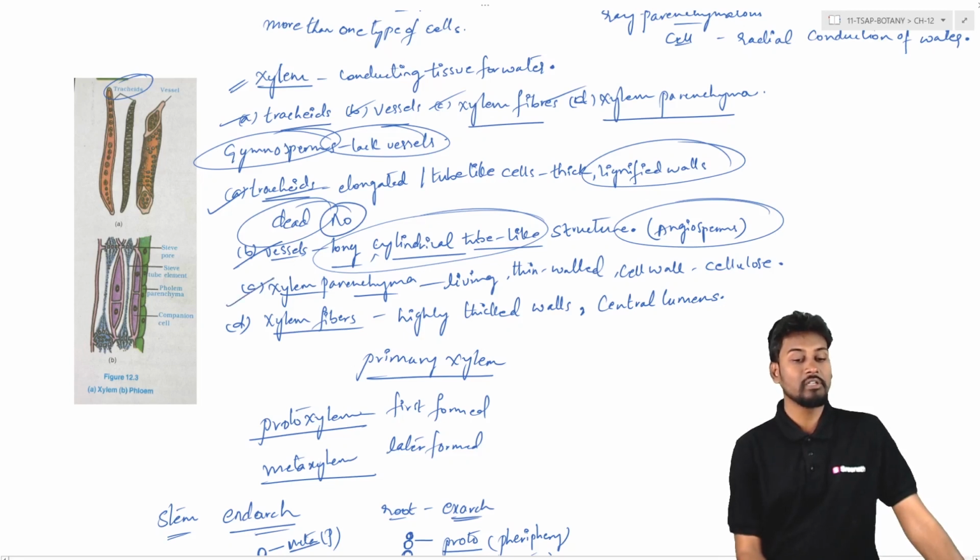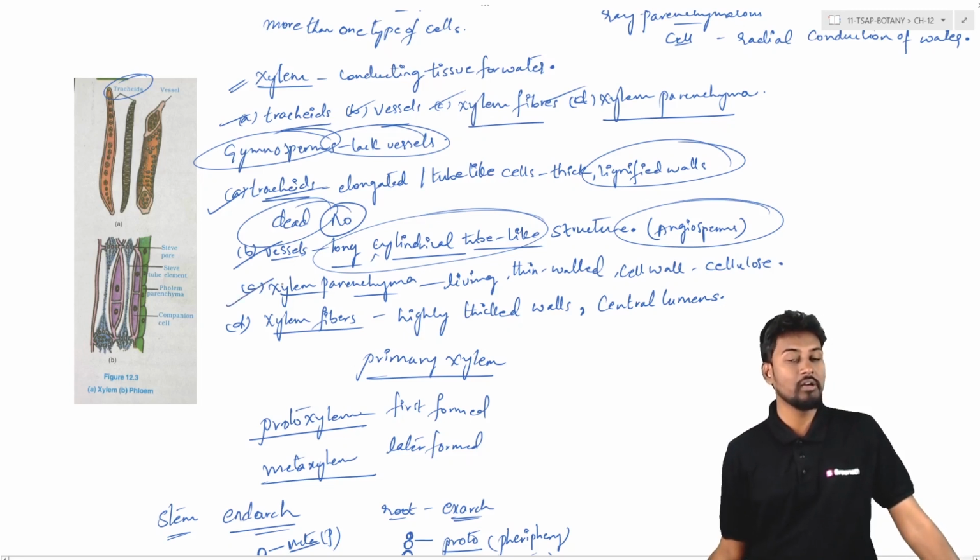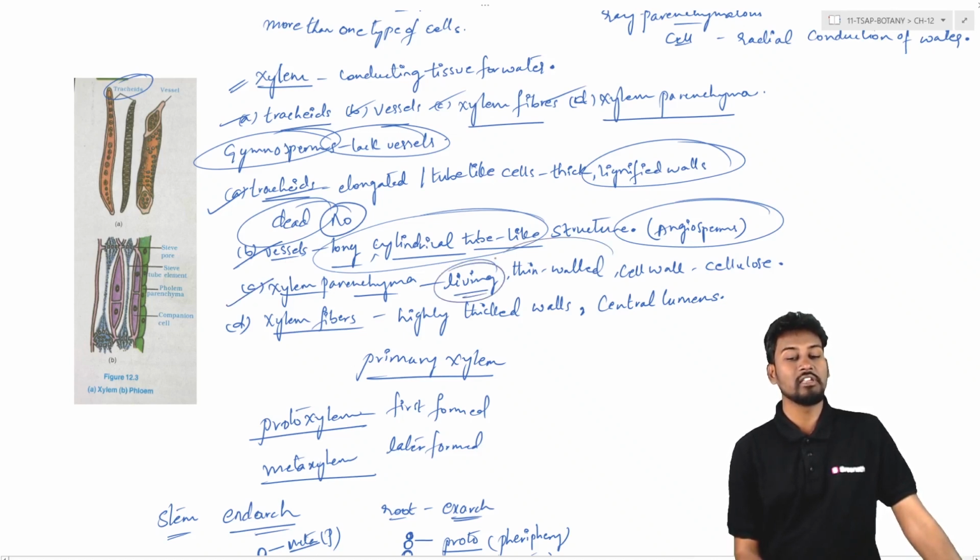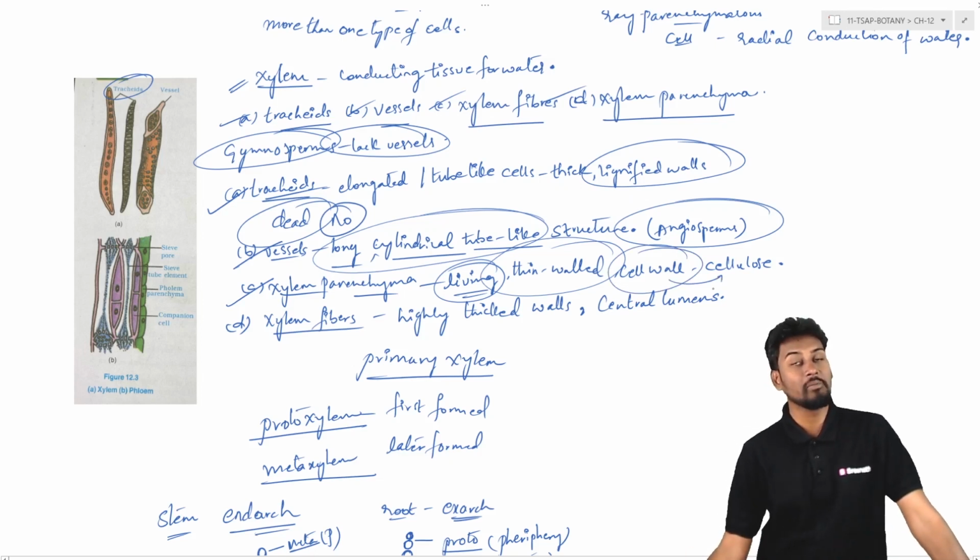And coming to the third one, the xylem parenchyma. Xylem parenchyma is living, and it is generally thin-walled, and the cell wall consists of cellulose. Here we can see xylem parenchyma is present because it has the protoplasm.